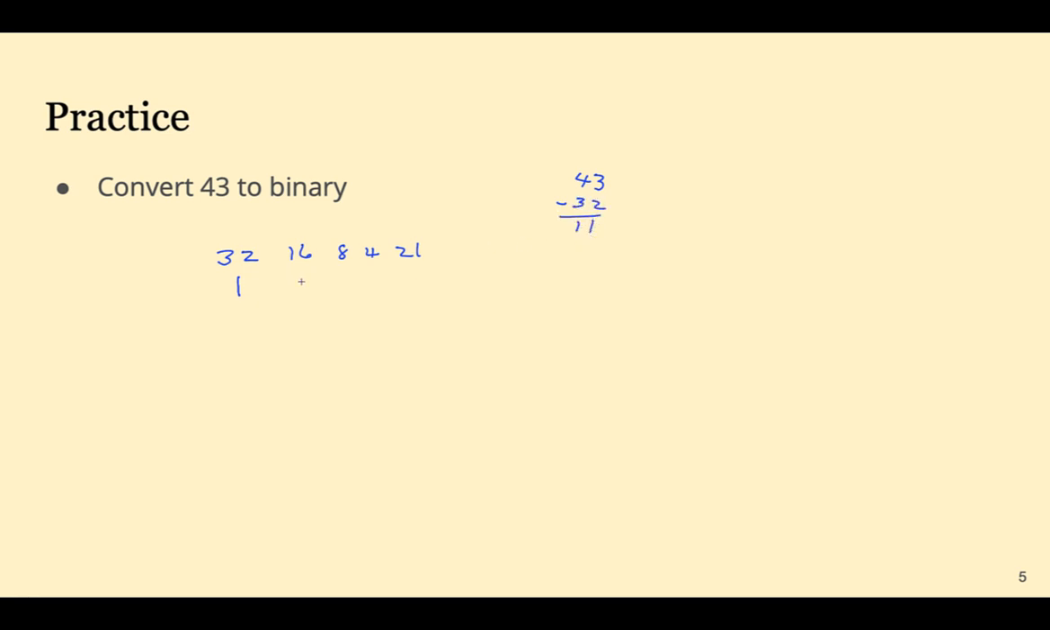I cannot subtract 16 from 11. I put a 0. I can subtract 8, so I'll put a 1. Cannot subtract 4. I can subtract 2. That'll leave us with a 1 here. So 43 in decimal is 101011 in binary.